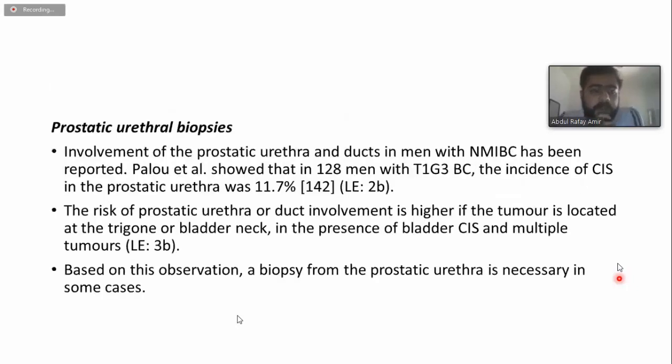So prostatic urethral biopsies: involvement of prostatic urethra and ducts in men has been reported. Studies have shown the incidence of CIS in prostatic urethra is 11.7%. The risk of prostatic urethra or duct involvement is higher if the tumor is located in the trigone of bladder, neck, in the presence of bladder CIS or multiple tumors. Based on these observations, a biopsy of prostatic urethra is necessary.